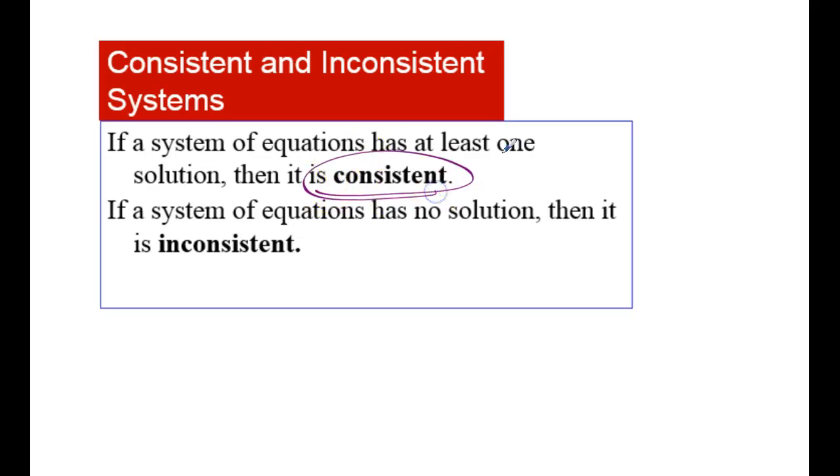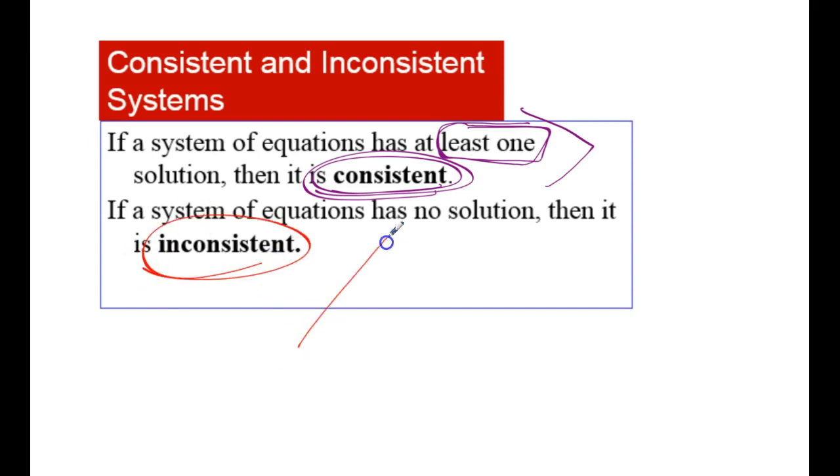So consistent means it has at least one solution, usually just one. So consistent means it's consistent with what we think is going to happen. We end up with a solution. Inconsistent means that I have parallel lines and no solution.